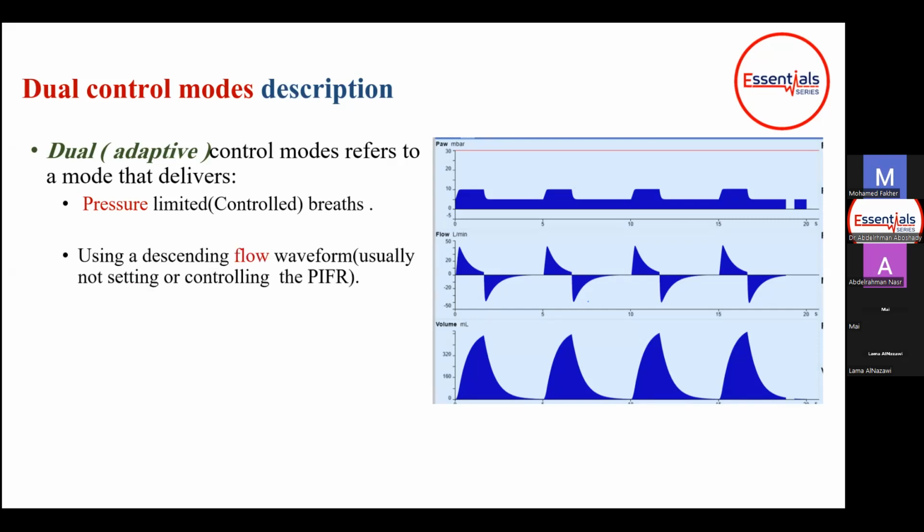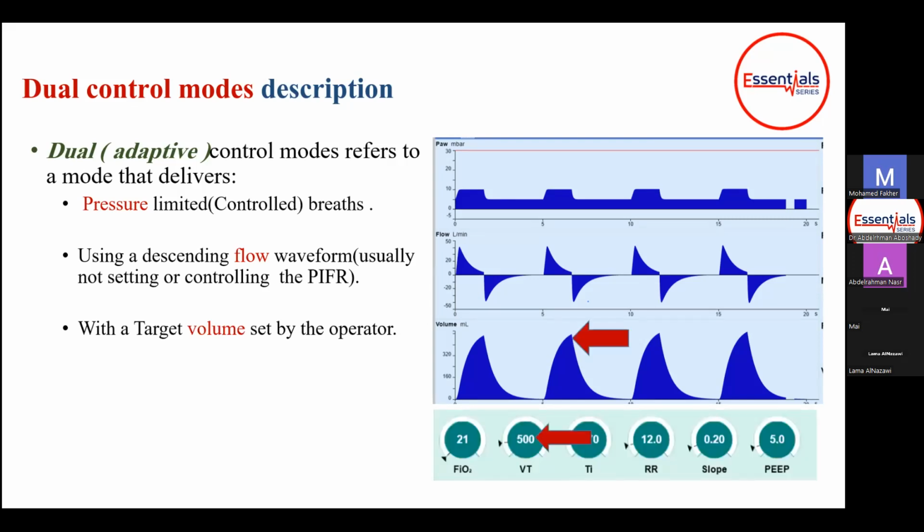These dual control modes, as with any pressure control modes, use a descending flow waveform. Usually in the dual control mode and the pressure control mode, you do not control the flow. And this is an advantage of this mode. When the patient has spontaneous efforts in association with the ventilator, you let him choose his own flow, and he usually has a descending flow waveform.